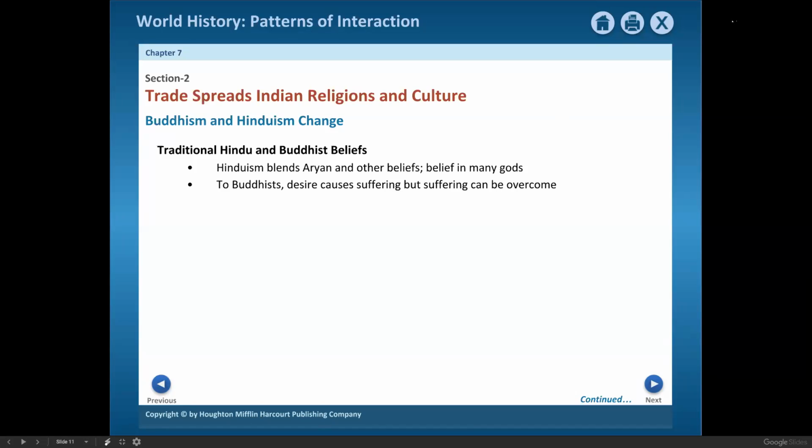Okay, so you're going to create yourself a Venn diagram as we go through the note page that's there. The title for each side of the Venn diagram is up here on the board. One side is going to say Buddhism, and one side is going to say Hinduism. Okay, so Buddhism is on one side, Hinduism is on the other side.